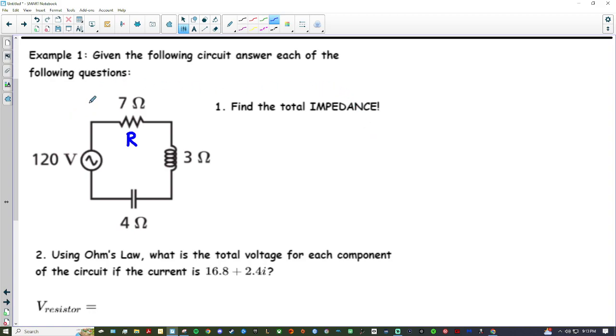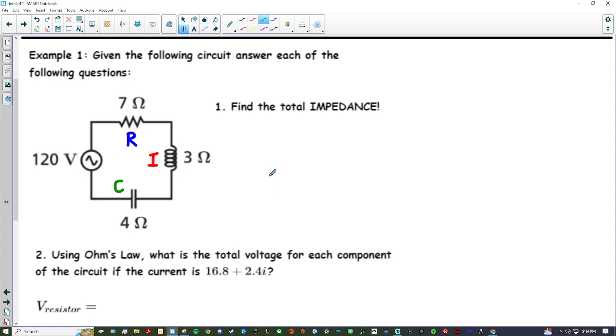Okay? This is always represented by a real number, and it limits the flow of electrons. Next, we have the curly Q, and this is an inductor. An inductor stores energy in a magnetic field and can release it, and it's always represented by a positive imaginary number. And last but not least, we have our capacitor here at the bottom.